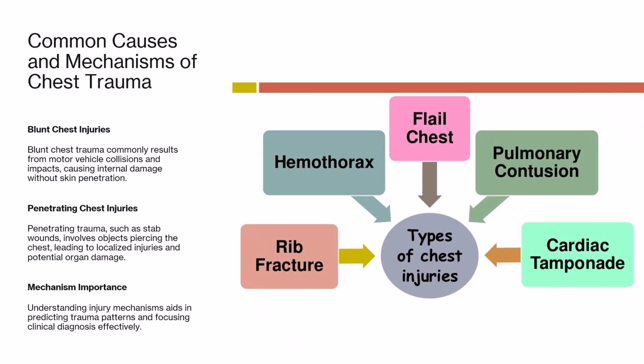Chest trauma often results from blunt injuries like motor vehicle accidents or penetrating injuries such as stab wounds. Recognizing the mechanism helps predict injury patterns and guides diagnostic focus and technique. Let's take a look at some of the common causes and mechanisms of chest trauma. We start with rib fractures, hemothorax, a flail chest, pulmonary contusion, and cardiac tamponade. All of these can be life-threatening.